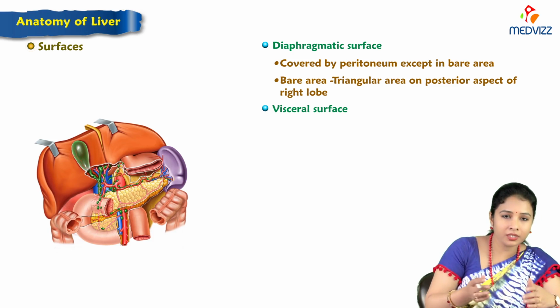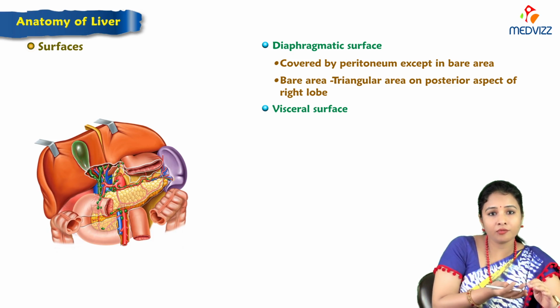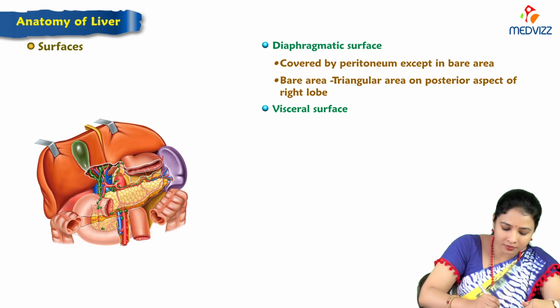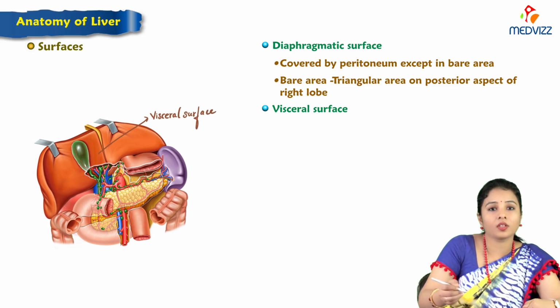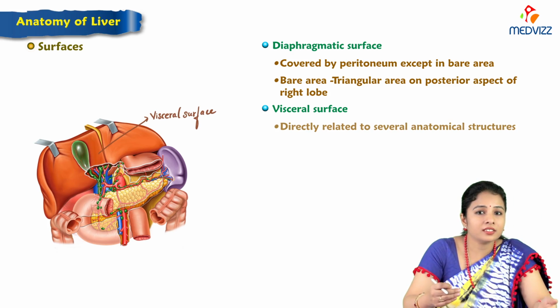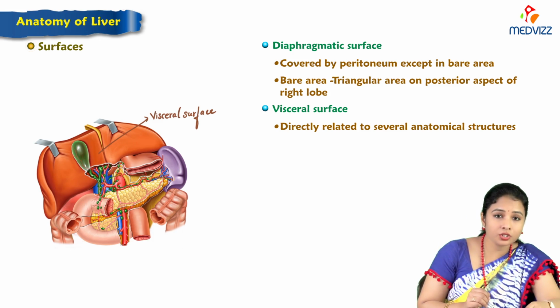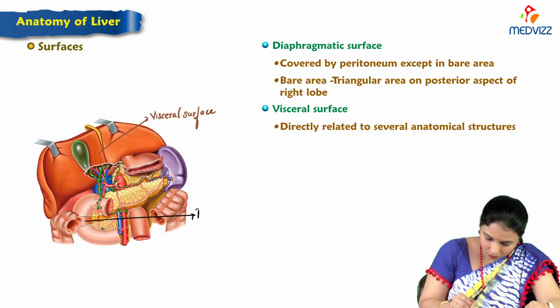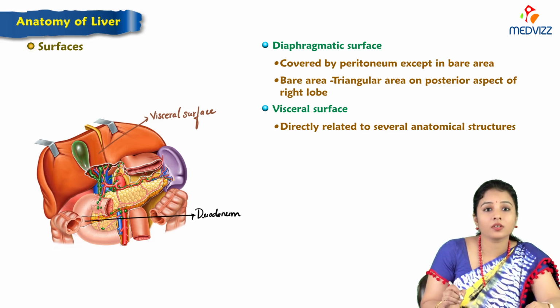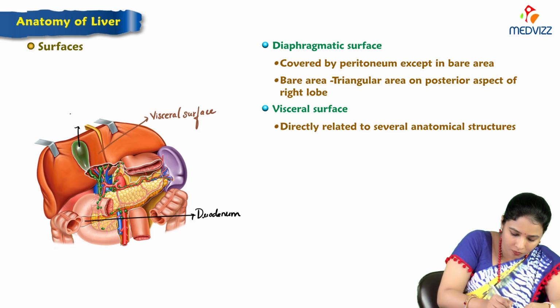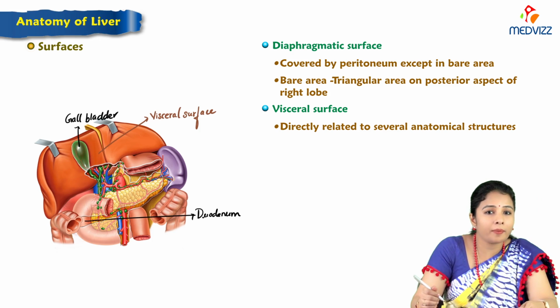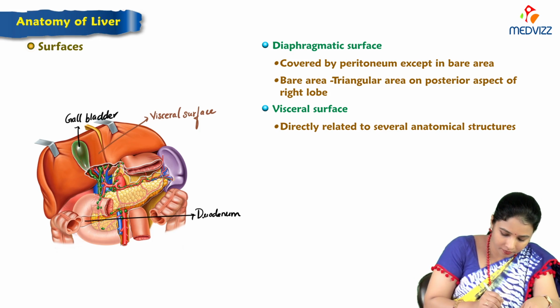So here in this image, when you lift the liver, the inferior surface is the visceral surface. And you can see that it is directly related to several anatomical structures. It is related to duodenum. It is related to gallbladder. It's related to hepatic flexure of colon.